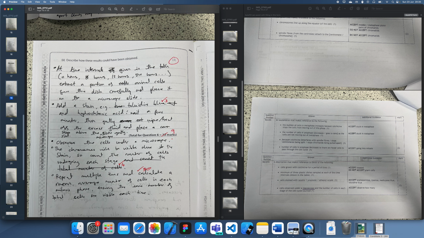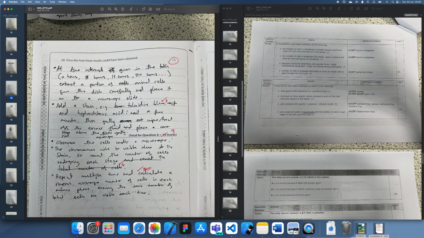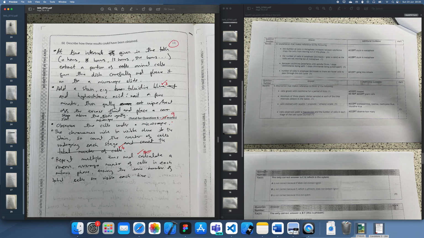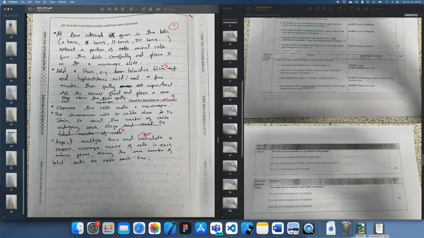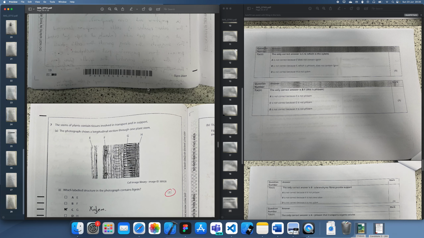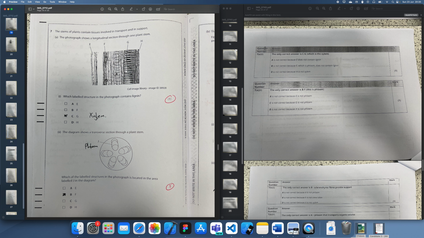Describe how these, yeah, this was a simple one. Basically described a root tip squash experiment, but just explained it on animal cells rather than plant cells. Got the marks there, and yeah, okay, managed to get all of them there. That's fine.